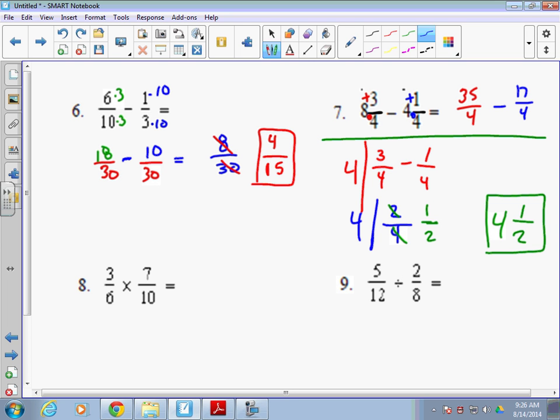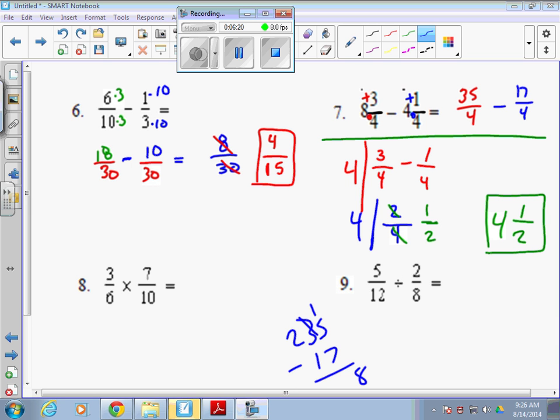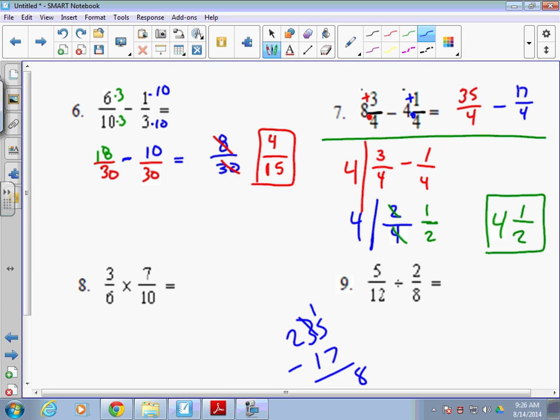You have common denominators of 4. When you subtract 35 minus 17, you'll get 18 over 4 in that case. And then when you simplify 18 over 4, the number 2 goes into both of them. 2 times 9 and 2 times 4. So 9/4 would be your improper version of the same thing we got a second ago, 4 and 1/2.